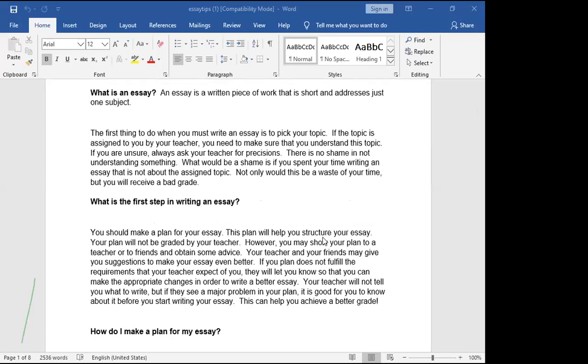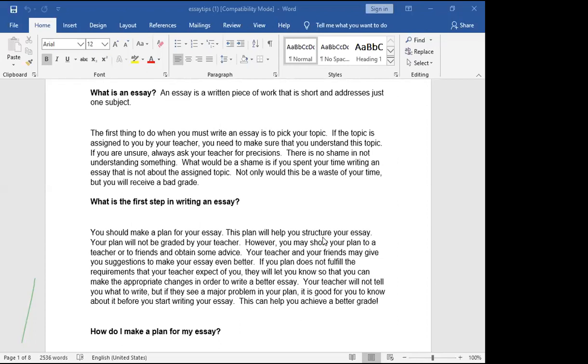So what is the first step in writing an essay? You should make a plan for your essay. This plan will help you structure your essay. Remember, in class we said it's a plot. Your plan will not be graded by your teacher. We said the plan is personal and probably could be scribbled somewhere at the back page. Remember, by the time you finish writing, you must remove the plan or the plot.